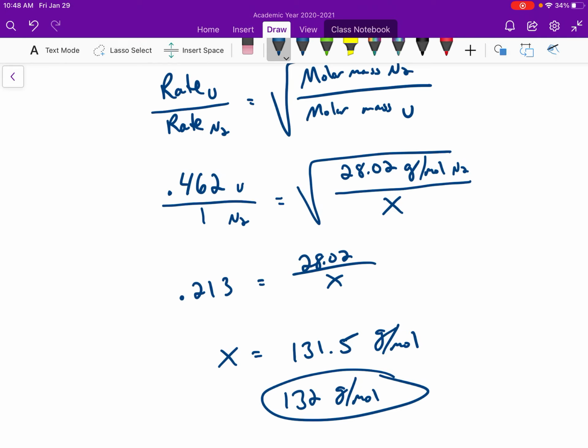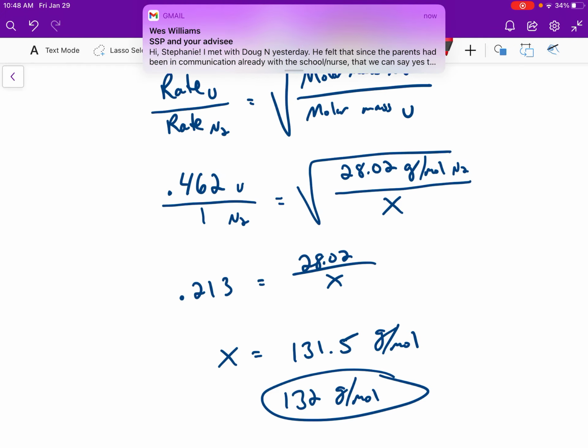Okay. So that is how you do Graham's law, right? So pretty straightforward with that one. Okay. I think that's probably the last one.